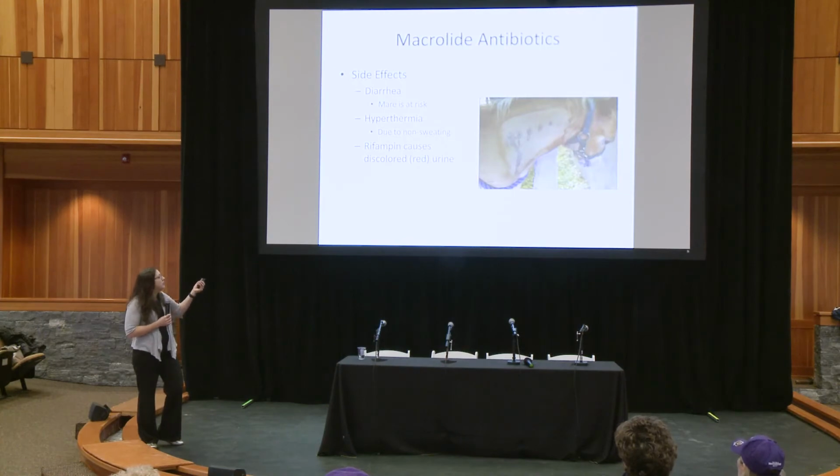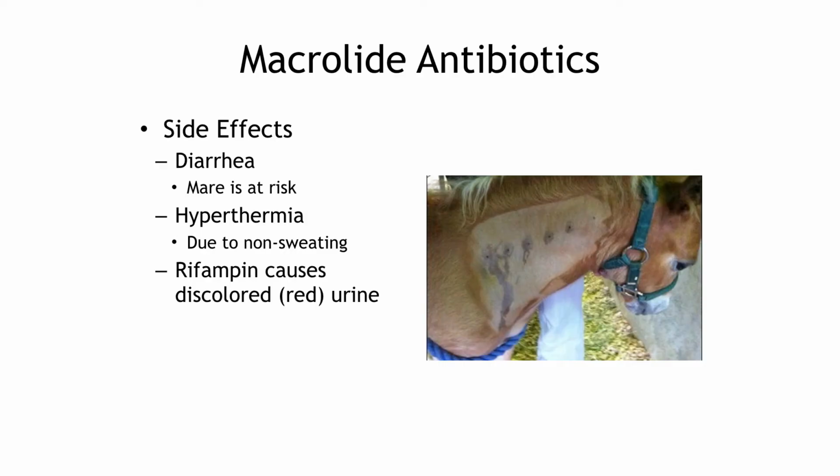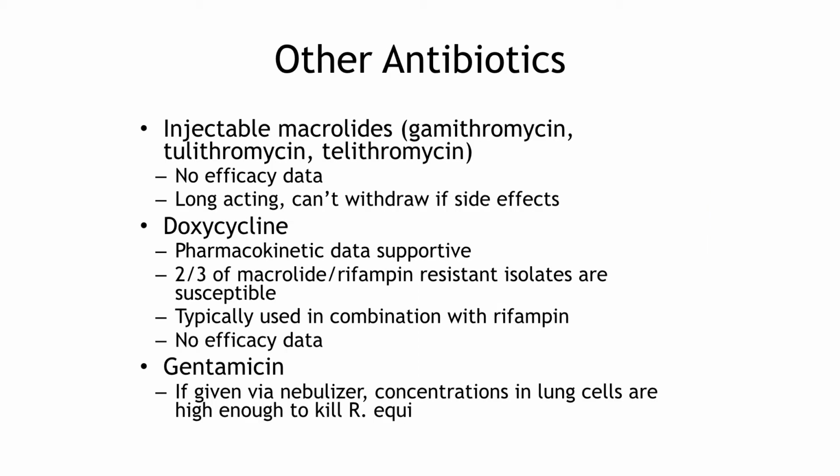And then just as a side note, rifampin, which we often use with these, causes their urine to be discolored. So don't panic because a lot of people will think, oh, they're peeing blood. It's just from the medication. So there are also other antibiotics that we can use. So there are injectable forms of these macrolides, which are almost all from the cattle side of things, very powerful antibiotics in cattle.